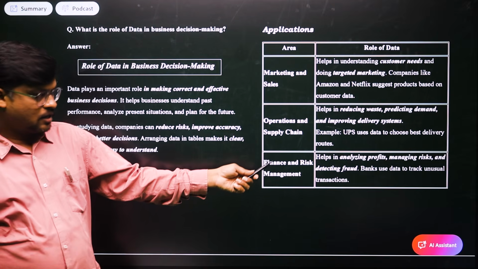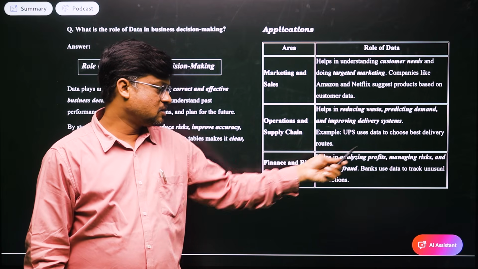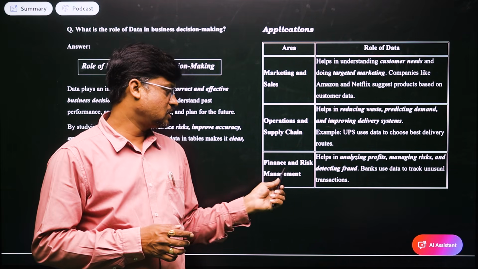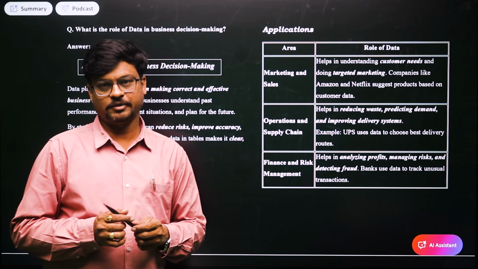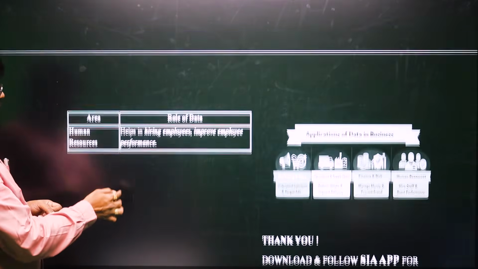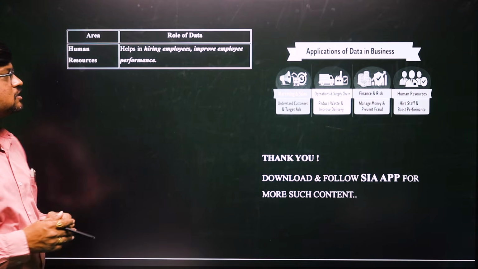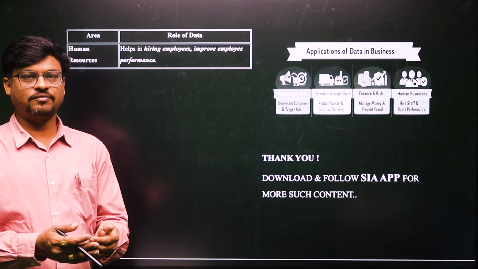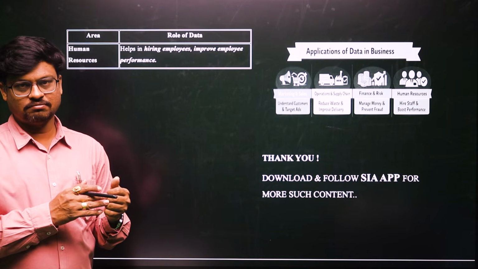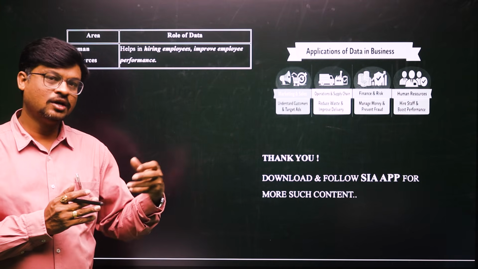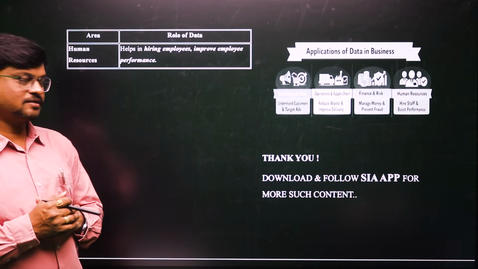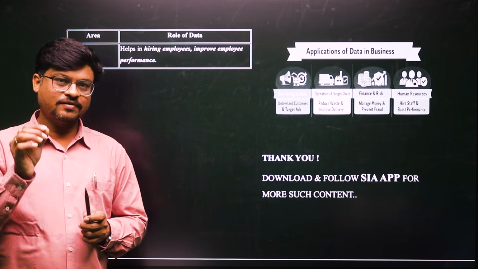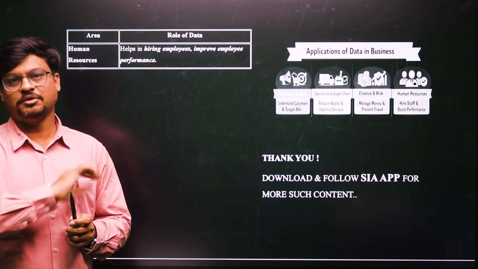Finance and risk management helps in analyzing the profits, managing the risk, detecting fraud. Banks use data to track unusual transactions. That is for finance and risk management. Human resources helps in hiring people and improving employee performance. How the people are performing, where they are performing, what their strong zone is, how to employ them, how to guide them, all those things will be done with this. These are the applications of data in business. Data plays a very crucial role in understanding and performing all these things.